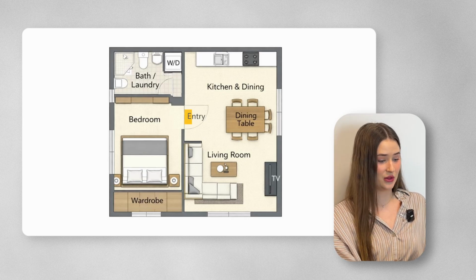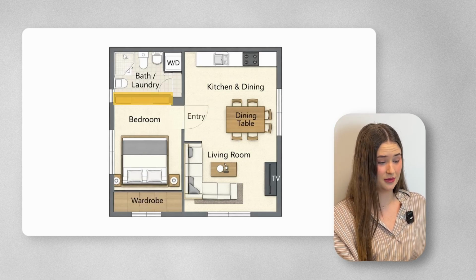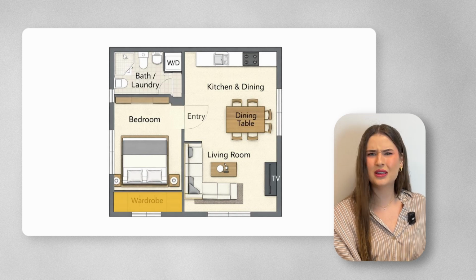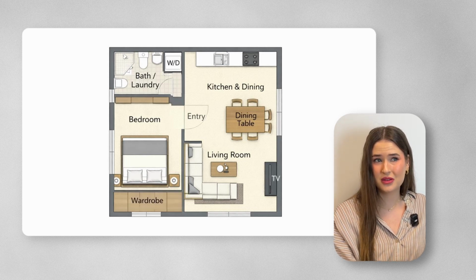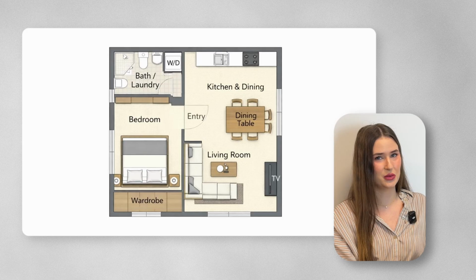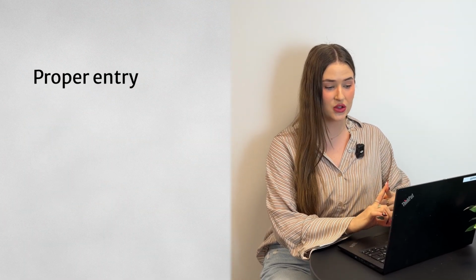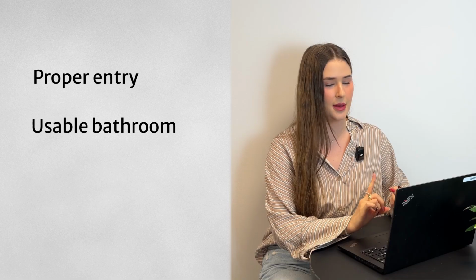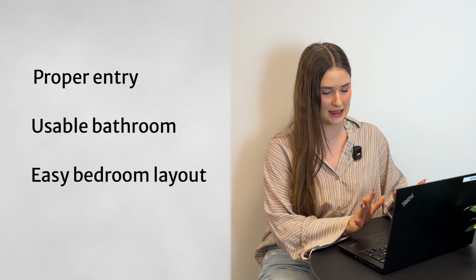There's no clear entry door, the bathroom is blocked by a wall and a closet, and the wardrobe doesn't really connect to the bedroom at all, so not exactly usable. So I told it what was wrong. I asked for a proper entry, a usable bathroom, and bedroom layout that made sense.